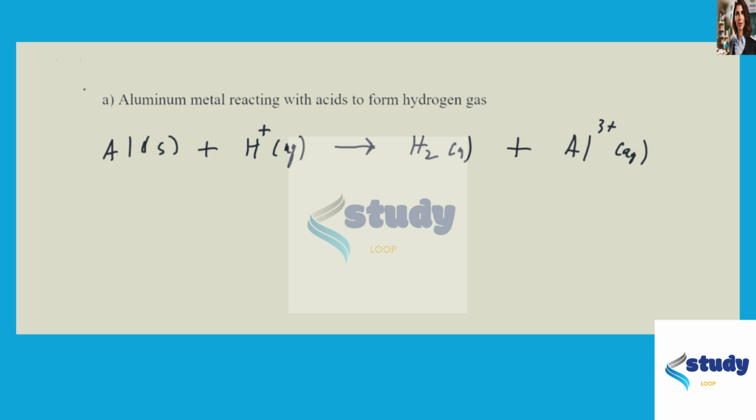At this point, it's just a matter of charge balance. In order to get all of these charge balanced, we need to make sure that the charge on the left is equal to the charge on the right. To do that off the bat, you would say that we need 3 H+. But if we do that, then the hydrogen is no longer balanced. So if we multiply this by 2, we end up with 2 aluminum plus 6 H+.